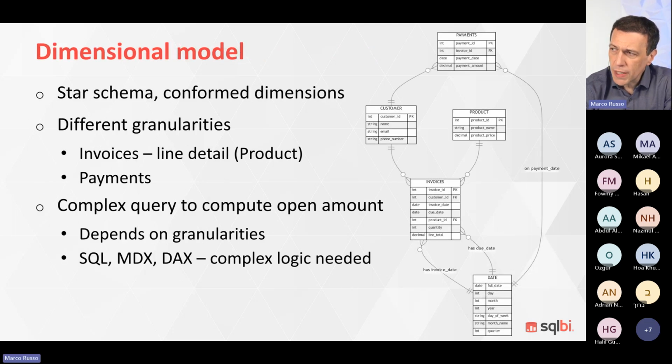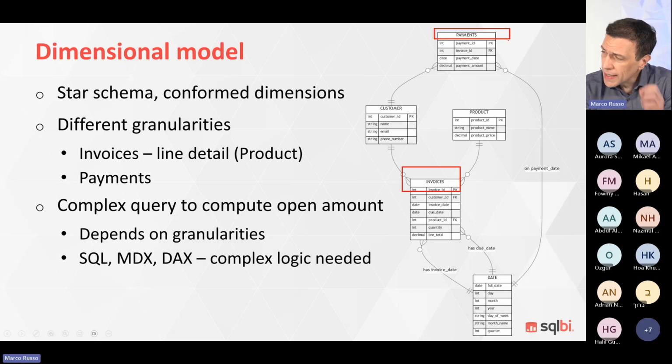Well, at this point, we can say, okay, what if we have a dimensional model? A dimensional model is what we look for in case we create a report in Power BI. In this case, we can have a system where we have several fact tables. We have two fact tables, invoices and payments, and these fact tables are connected by common dimensions. So, for example, the same customer has a list of payments and a list of invoices.